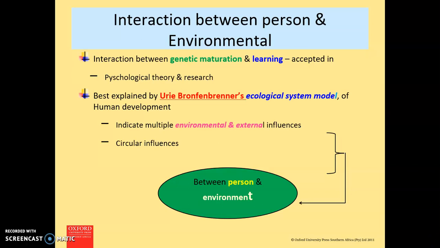So when we talk about interactions between genetics and environments, there's a study done by Urie Bronfenbrenner. He came up with explanations based on the ecological systems model of human development, which indicates that the interactions in the environments, the learning in the environments, are actually in circular motions, or he called it circular influence, between persons and environments.